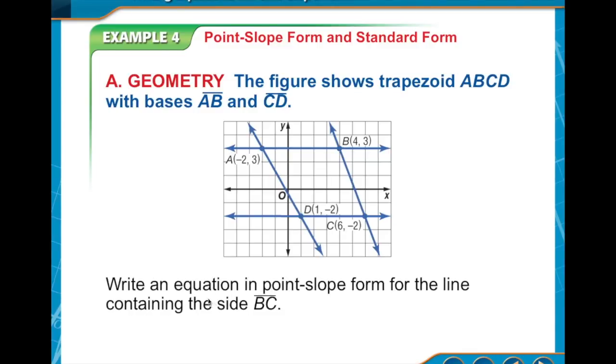So the question asks us to write an equation. Now here's where your reading skills come into play. You need to understand which form they're talking about. So they say point slope, so we identify that piece. And we know it's supposed to contain the side BC. So the side BC is given here.